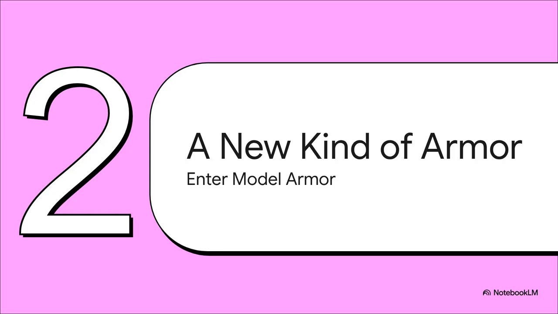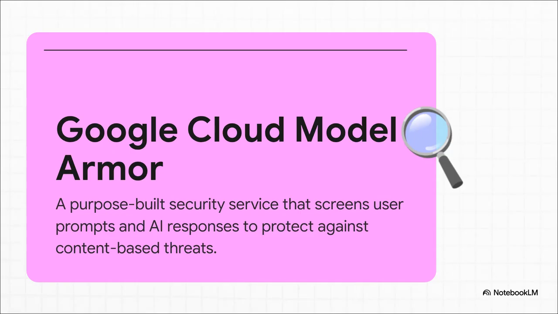So it's pretty clear, right? If your old armor can't handle these new weapons, you're going to need a new kind of armor. And that's where Google Cloud's solution comes in, Model Armor. So, what makes Model Armor so different? Well, for starters, it was built from the ground up specifically for this new AI world. Its one and only job is to be the ultimate gatekeeper, sitting right between your users and your AI model. Think of it like a super smart content moderator. It checks the prompt on the way in, and then, just as crucial, it checks the AI's response on the way out. It's all about keeping that entire conversation safe from start to finish.